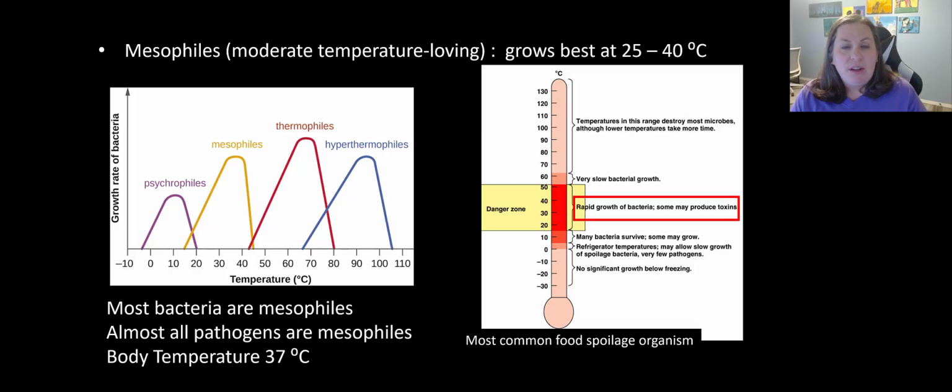We then have the mesophils. The mesophils are shown here in kind of the yellow color. They like the moderate temperatures. This is kind of the most common. These guys are going to grow at best between 25 and 40 degrees Celsius. They have rapid growth during that time, and some of them also produce toxins. We see that most bacteria are mesophils, and almost all the pathogens that make us sick are mesophils because our body temperature is in this range, because our body temperature is 37 degrees Celsius. This is also the most common food spoilage organisms, okay, the ones that fall in the mesophil range.